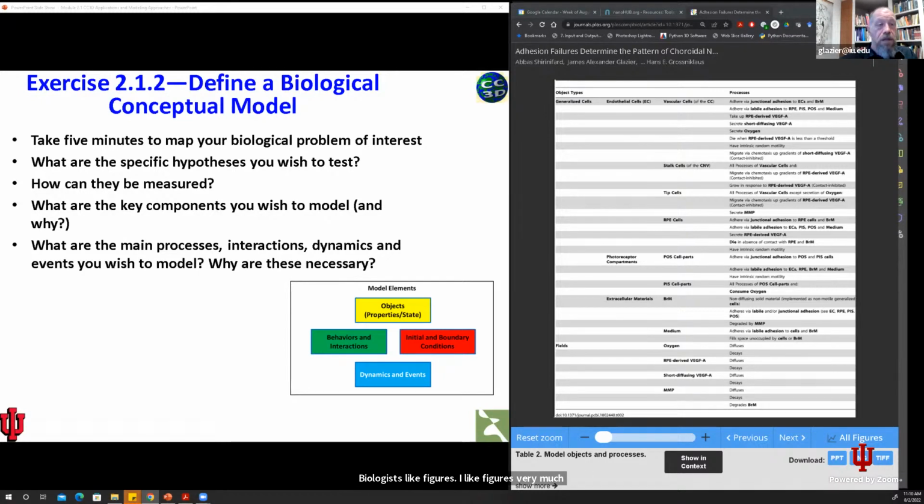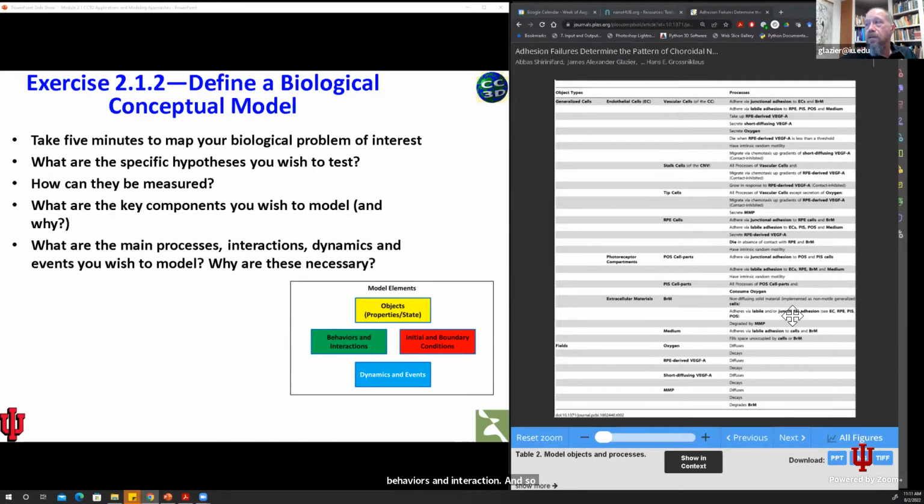But sometimes you want to organize these things as tables too. And I just wanted to show you from that paper I talked about, choroidal neovascularization. This was a formalization of the object types here: cells and fields, endothelial cells, photoreceptors, extracellular matrix, vascular cells, stalk cells, tip cells, RPE cells, and so on. And then a list of the things that they were doing, of their behaviors and interactions.